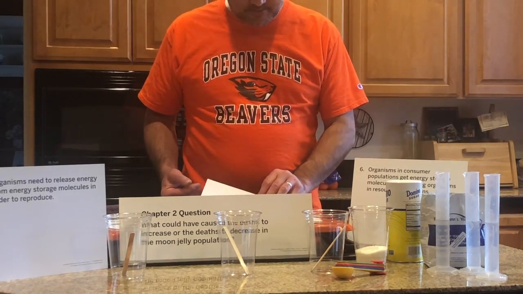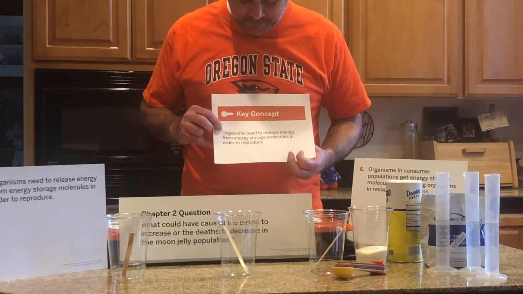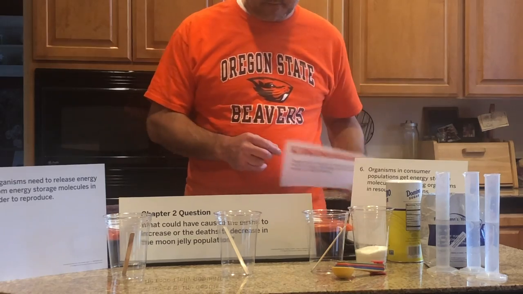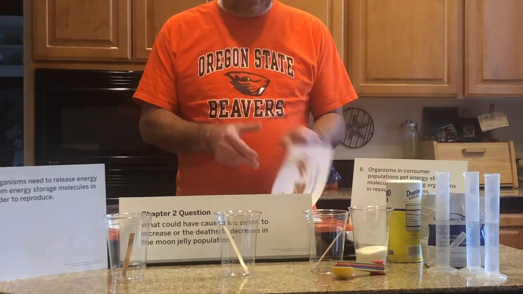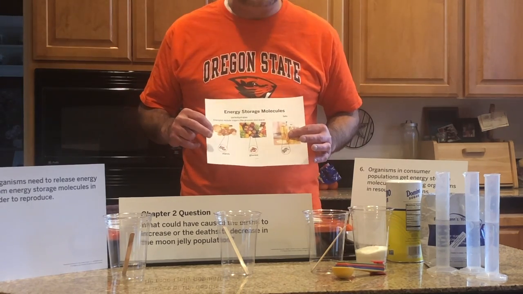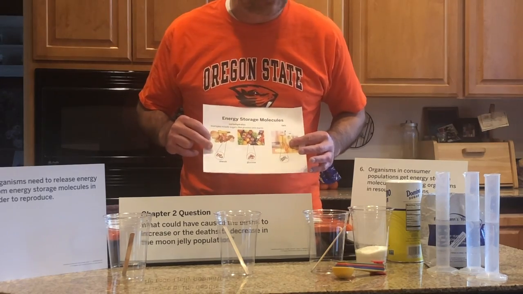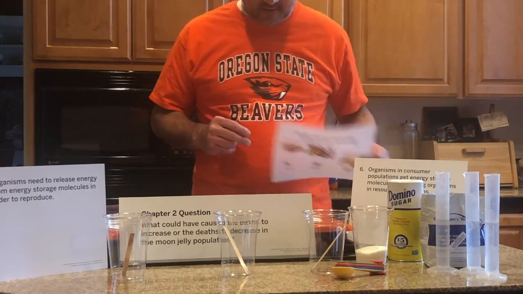Okay, our key concept: organisms need to release energy from energy storage molecules in order to reproduce. Where does this energy come from? Well, energy is stored in our foods. We have carbohydrates, we have starches, we have glucose, which is sugar, and we're going to do something with sugar in a few minutes, okay?